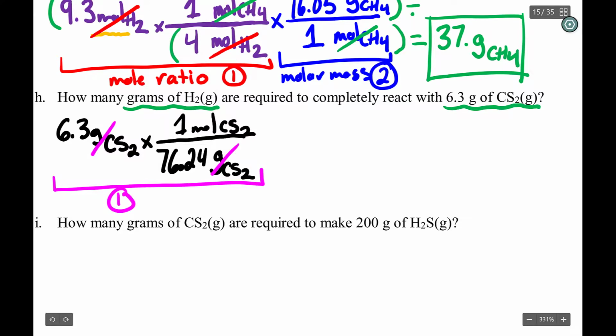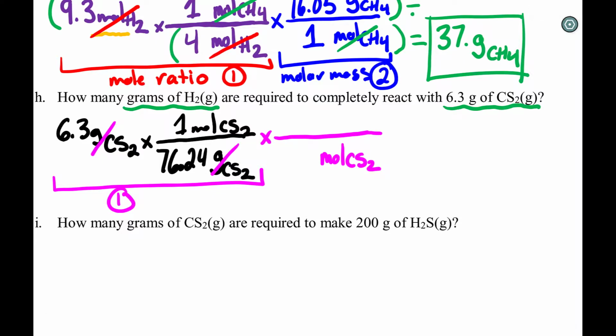Now that I have moles of CS2, I can convert this to moles of H2 in another fraction doing a mole ratio. So I'm going to put moles of what I want to get rid of on the bottom, moles of CS2, moles of what I want to get on top, moles of H2, and then I'm going to insert their coefficients. So CS2 is 1 and H2 is 4.